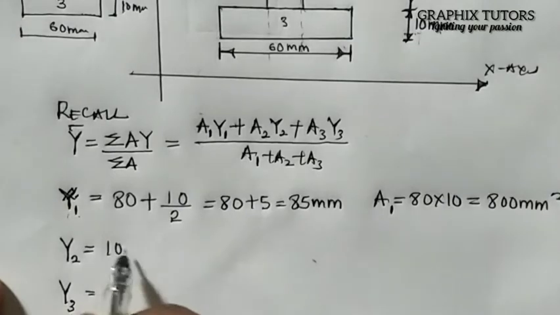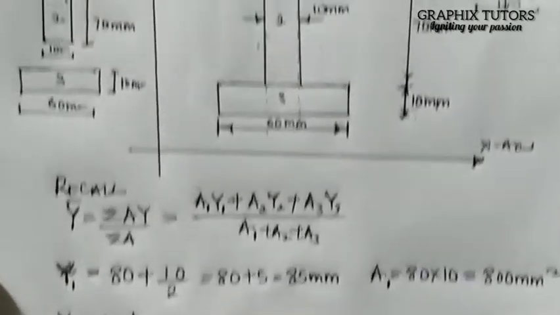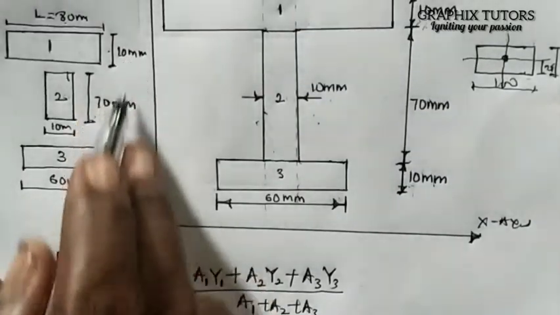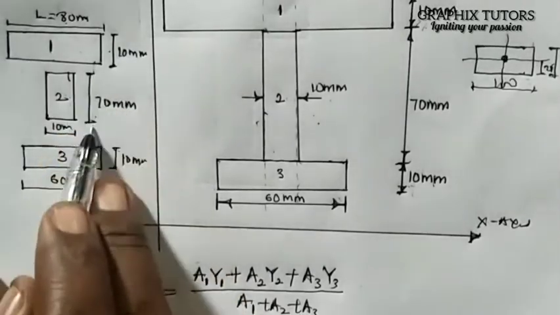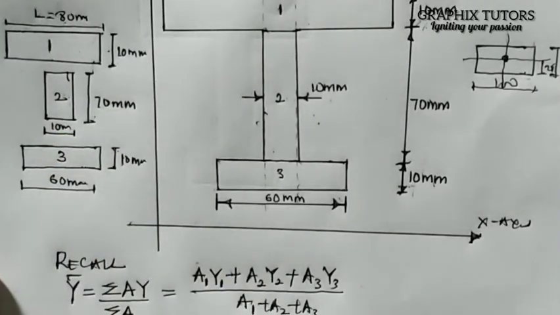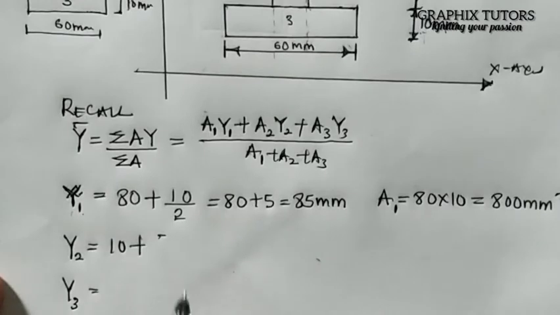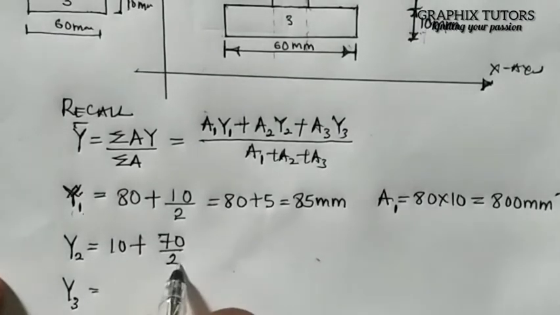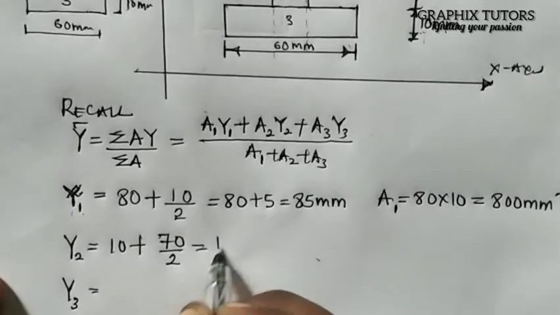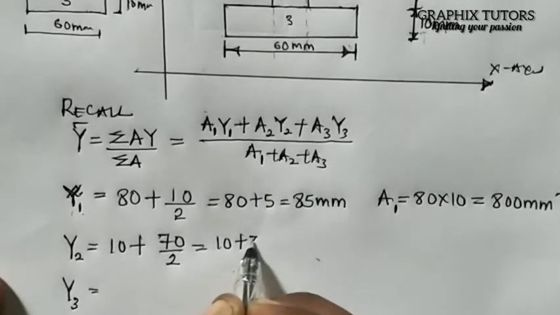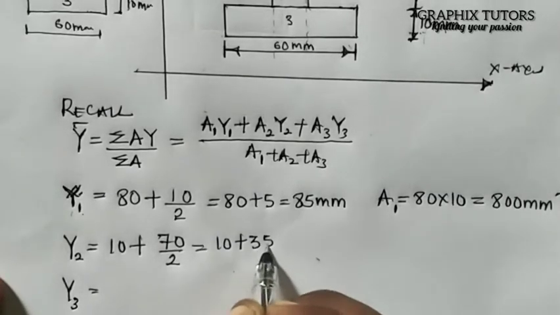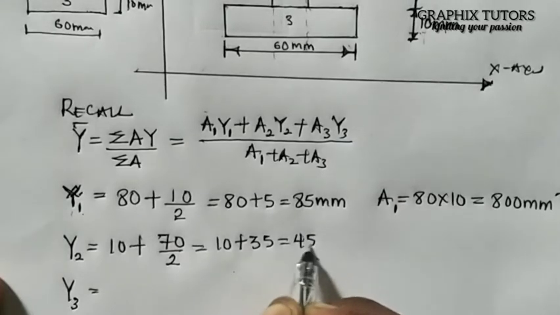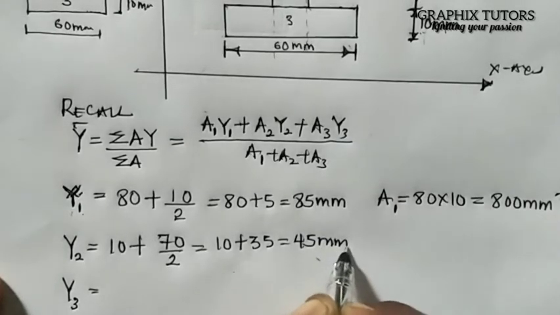10 plus the distance that you are considering divided by 2, the center of this 70. So that will be 70 all over 2. 70 divided by 2 is 35, and 10 plus 35 will give us 45 millimeter.